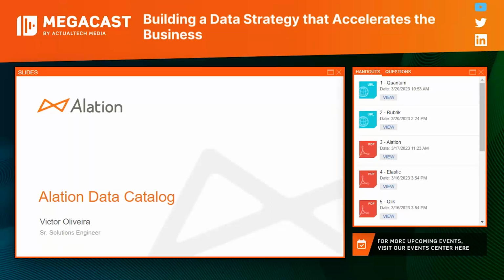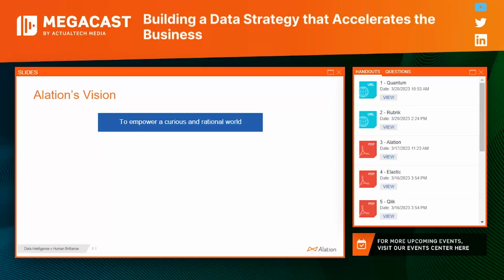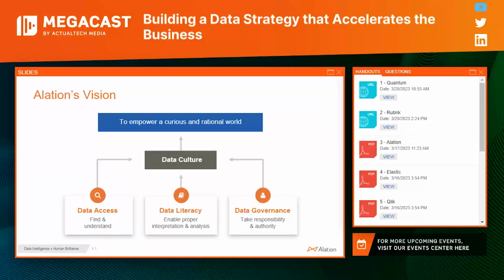If I go back to this slide, I'll talk about how Alation wants to, first of all, build this empowered, curious, and rational world. Of course, this is a pretty ambitious vision, but the idea behind it is that everyone is trying to build a data culture. And to build a data culture, there are three main pillars that come into play. First is data access. People need to find and understand the data that they have in your environment.